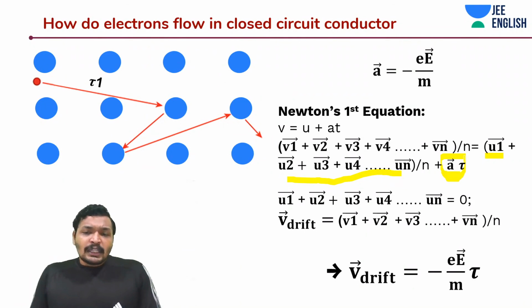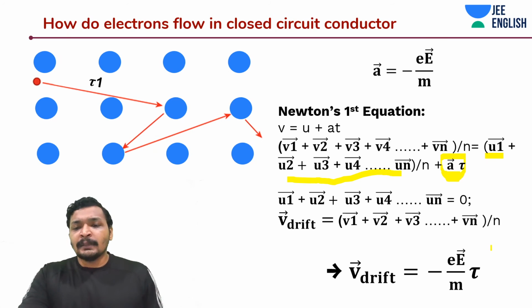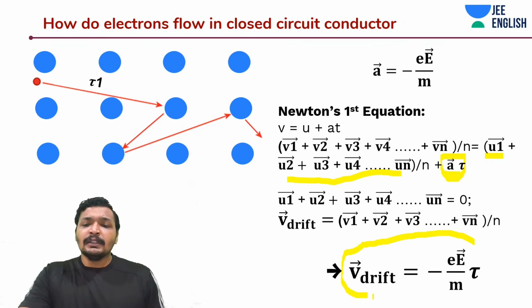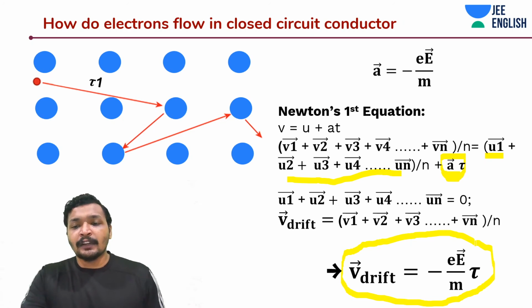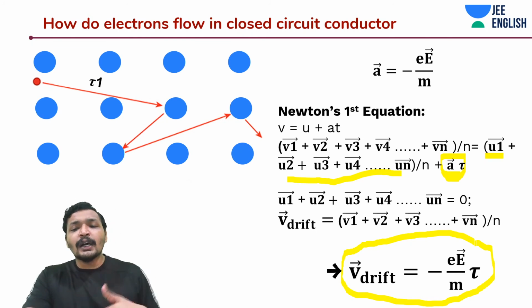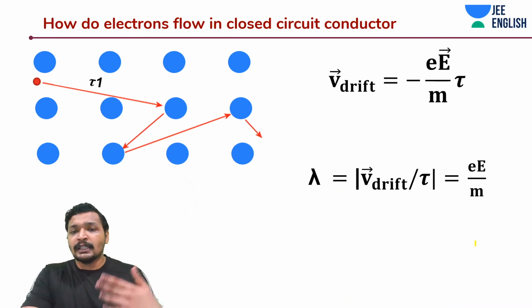So now the concept of the drift velocity has become clear, which is nothing but acceleration into time. Acceleration is -eE by m. This minus sign is appearing because electrons are moving in the opposite direction of the electric field. Now let's understand a little bit about the mean free path.